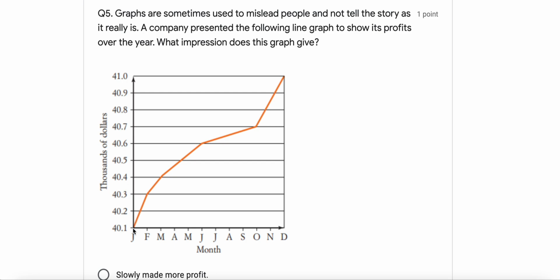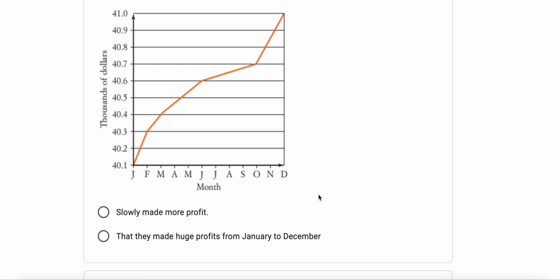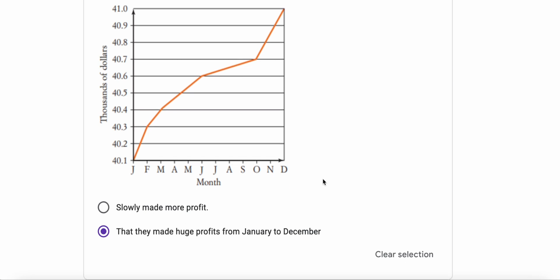And it starts right at the bottom here, and then it goes up all the way to the top, up to $41,000 over the course of 1 year. So that looks like they made a lot of profit over that year, doesn't it? They really increased in profit over the course of the year. So what impression does the graph give? It doesn't give the impression that they slowly made more profit. It gives the impression that they made huge profits from January to December.